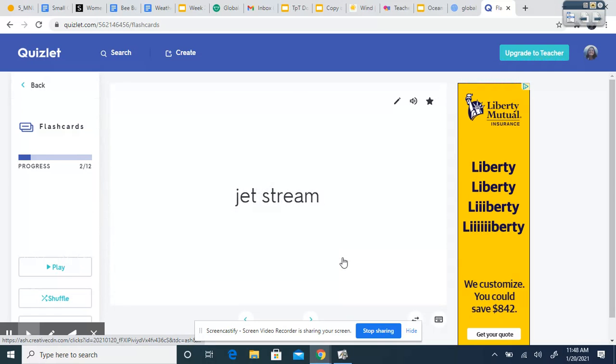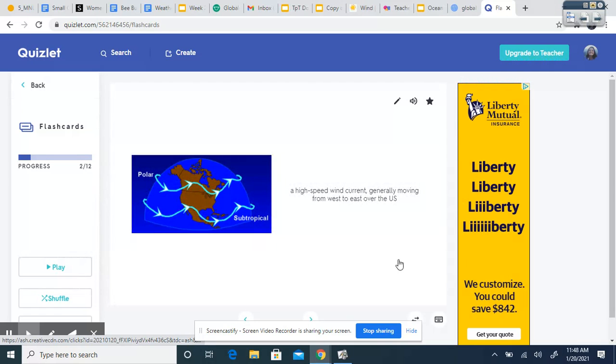Next, we have a jet stream. So a jet stream is a high-speed wind current generally moving from west to east over the United States. So if you remember, above the jet stream is cold, north of it. Below the jet stream is more warm, which is south of it. So this is a high-speed wind current moving from west to east over the United States.